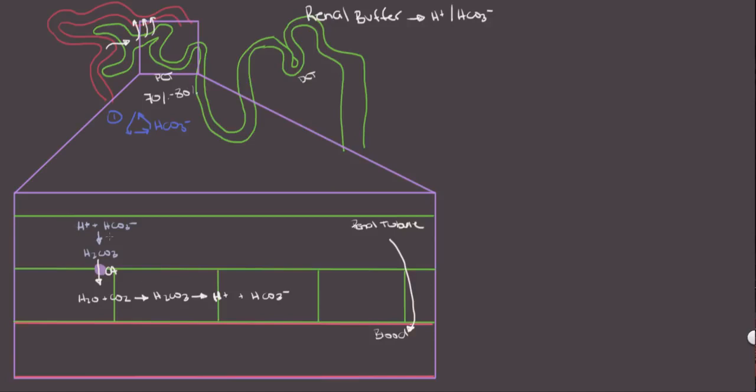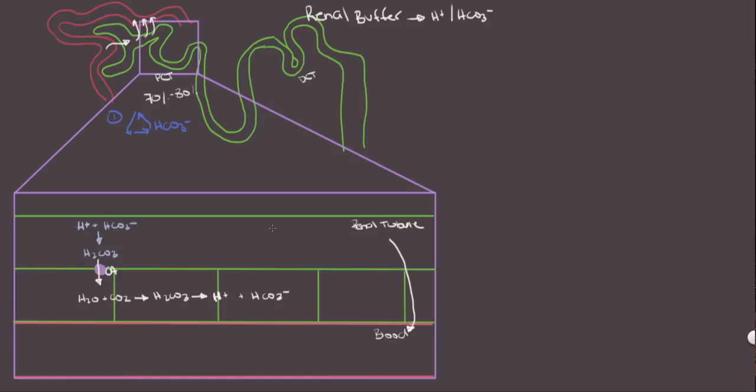By taking these hydrogen ions and bicarbonate ions, running them through this carbonic anhydrase system twice, and having hydrogen ions and bicarbonate ions end up on the inside of these renal tubule cells, we can now use a couple mechanisms to get rid of hydrogen ions while keeping bicarbonate ions.